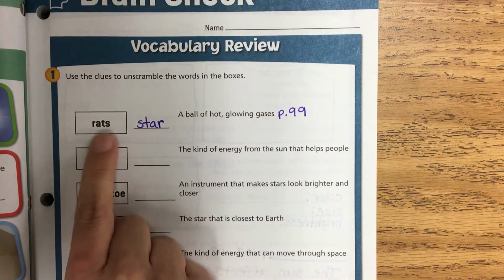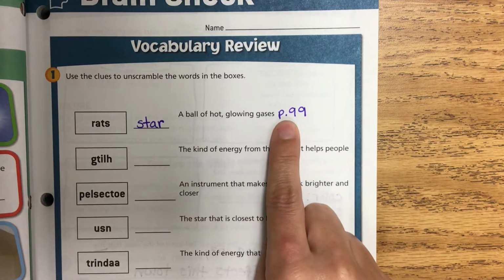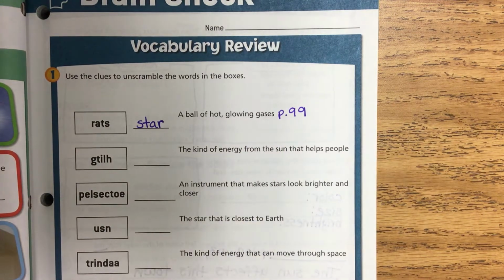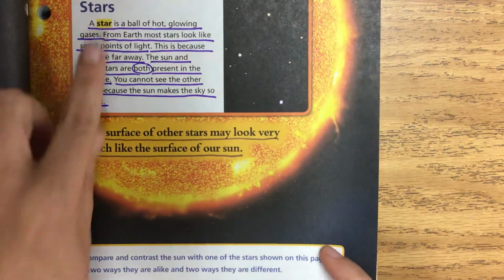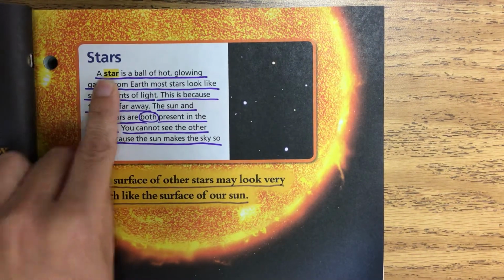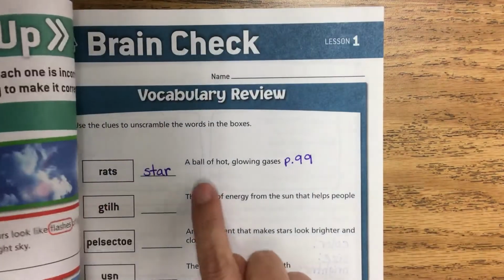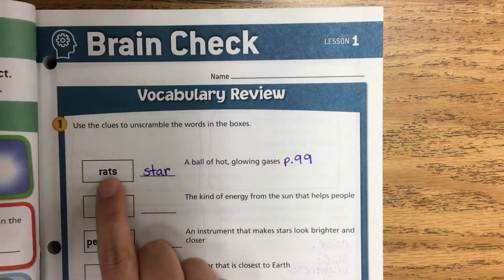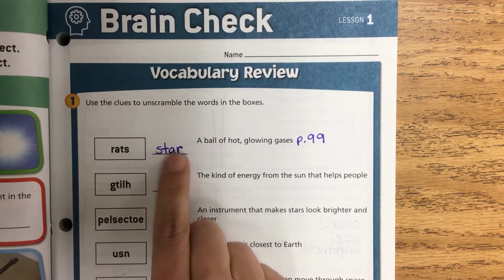So we see a scrambled up word, the line for the word unscrambled, and then a clue. So a ball of hot glowing gases. Well, again, I want to go back into the text and I want to look for those vocabulary words. And we know that vocabulary words are found in bold, and a lot of times they're highlighted. So, a ball of hot glowing gases. Well, that's a star. So I want to check and make sure all the letters are here to spell star. I see S-T-A-R. So I unscramble it and write it there.